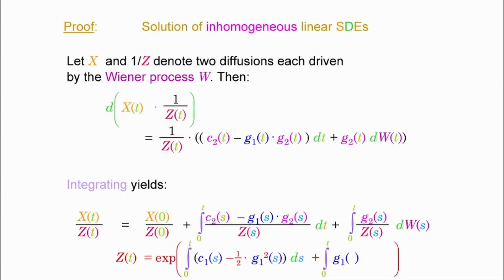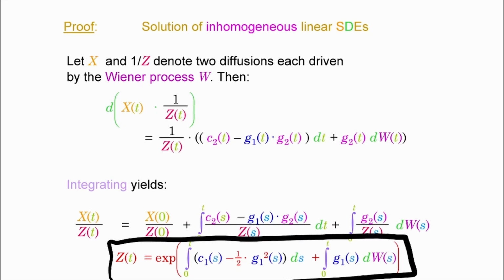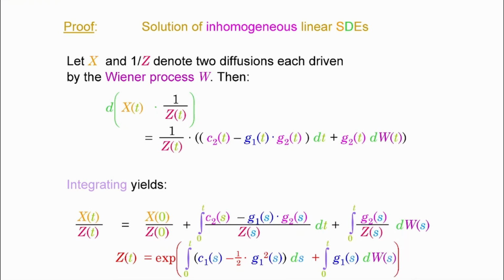Okay? So this was it. That was the big expression. That was a solution of the homogeneous counterpart, whereas you would have the starting value multiplied that way. So, but that was it.